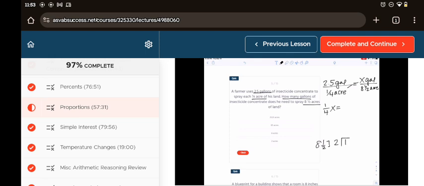So 1 divided by 2. 2 goes into 1 0 times because 2 is bigger than 1. So we're going to add a decimal and a 0. 2 goes into 10 5 times. 2 times 5 is 10. 10 minus 10 is 0. I'm done. So 8.5 is 8.5, and the fraction is 0.5. So now this becomes 2.5 times 8.5.